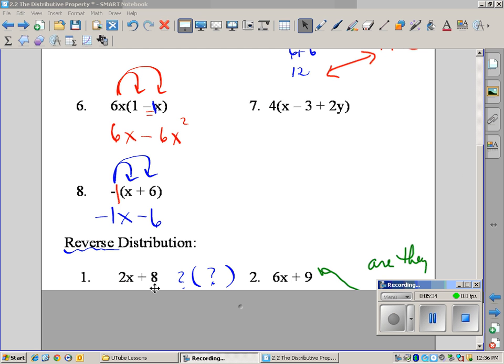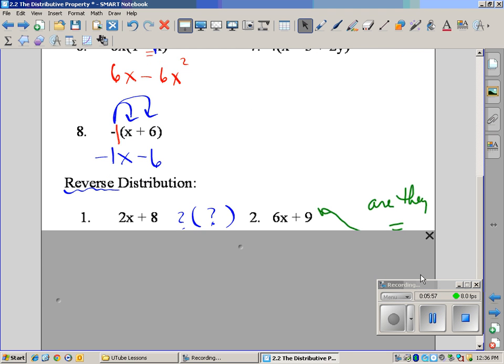This 2x plus 8, if I ask you to distribute, you'd say, Mrs. Leininger, I can't distribute. I don't see anything in parentheses. There's nothing on the outside to multiply. But what I'm actually asking you to do is go back the other way. I'm giving you the already multiplied, the already distributed end product, and I want you to go back and tell me, what did it look like when the parentheses were there and when there was a factor to distribute?